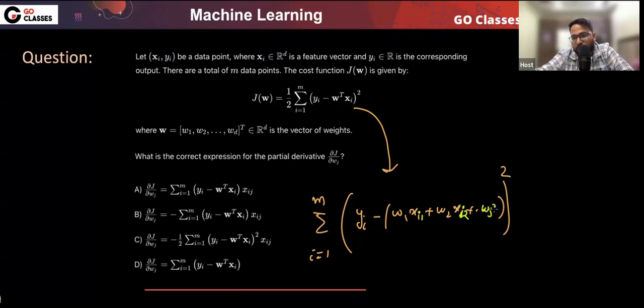For wj, what is that? Xij. Okay. Because the row is there and now I'm changing the column. Is this fine? The notation? Is the notation clear to everyone?